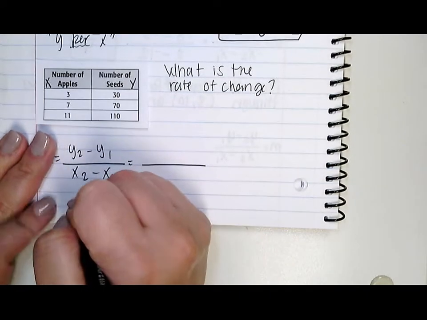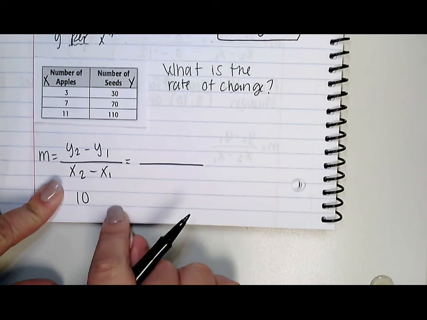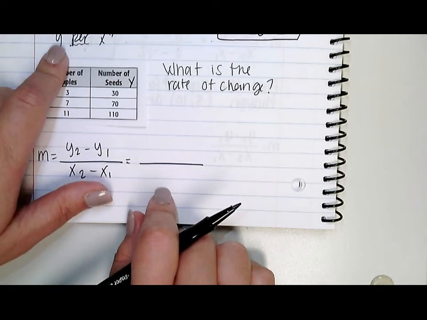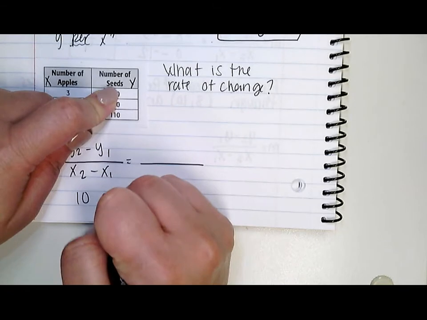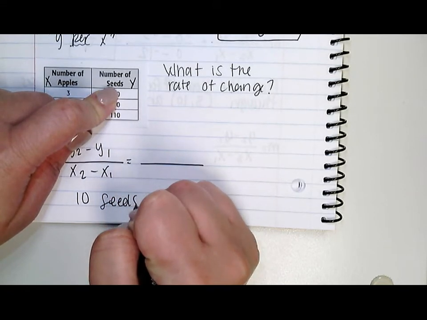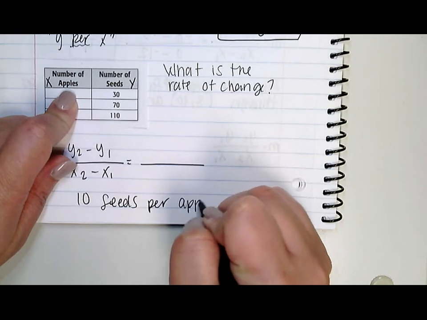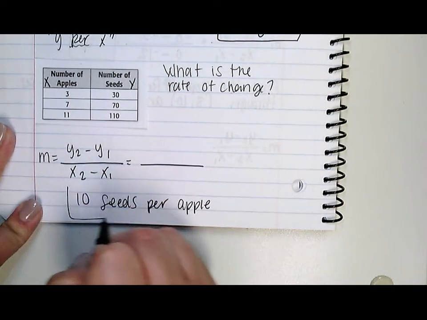It is 10. But 10 what? 10 has a meaning. 10 what? Remember the y per x. So 10 seeds per apple. 10 seeds per apple.